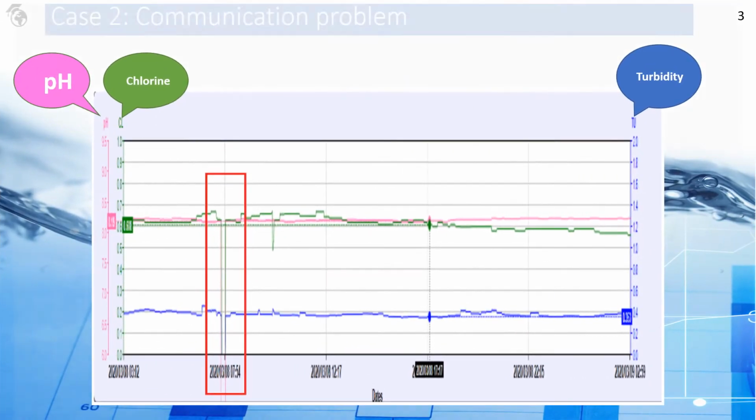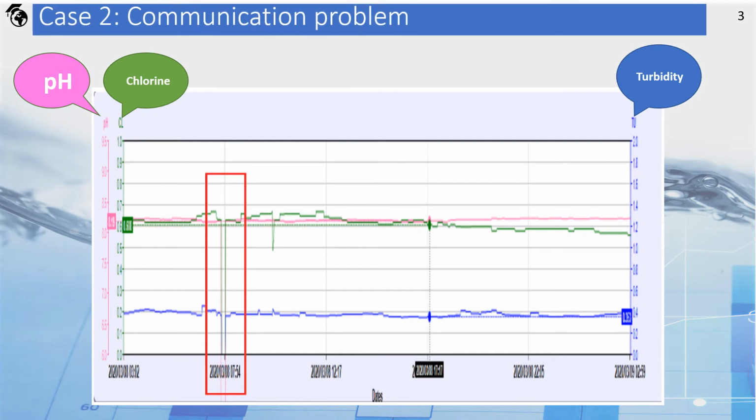Case 2, Communication Problem. The second example is a communication problem. A coordinated drop of several sensors sharply from a standard value to a zero value indicates a communication problem. Distributed water systems often transmit their data using a cellular network. Cellular communication malfunction can cause several sensors to display a zero value for a while. The problem usually resolves within a few minutes, and the sensors return to normal.